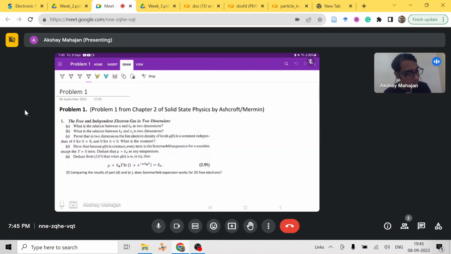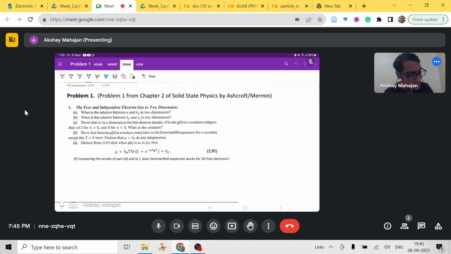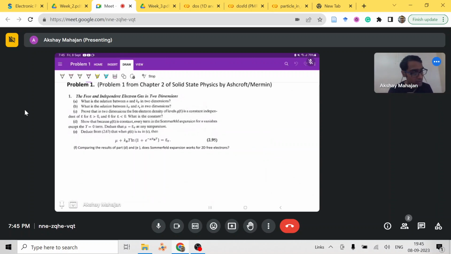So here what we have to do is, we have done these calculations for the 3-dimensional case, and now we are going to do the same calculations in the 2-dimensional case, basically in this problem. So it is for the free independent electron gas in 2 dimensions. So the first part is, what is the relation between n and kf in 2 dimensions? Okay, so let's do part A.